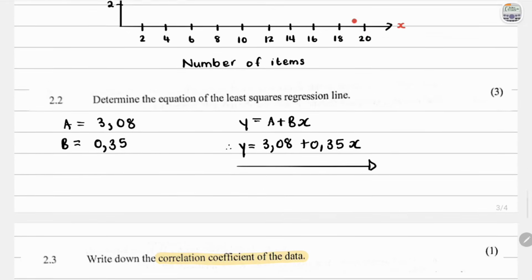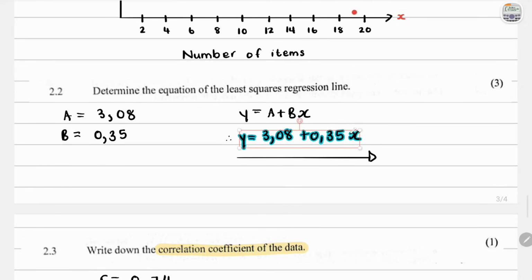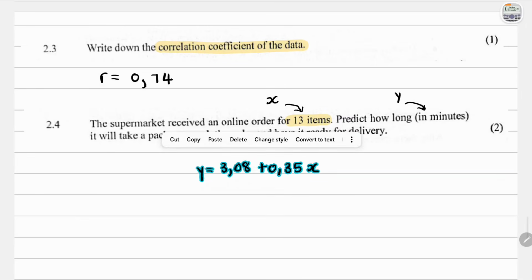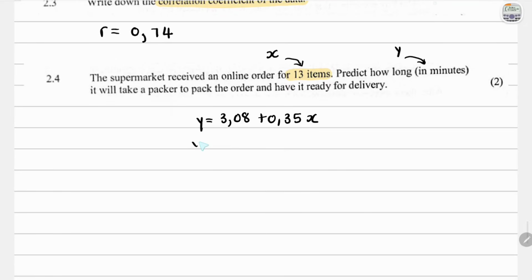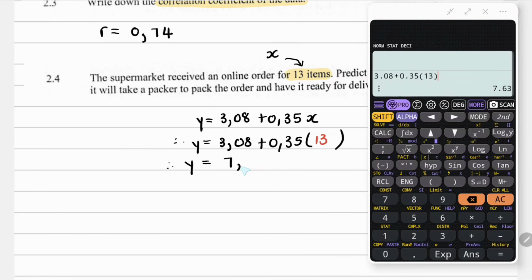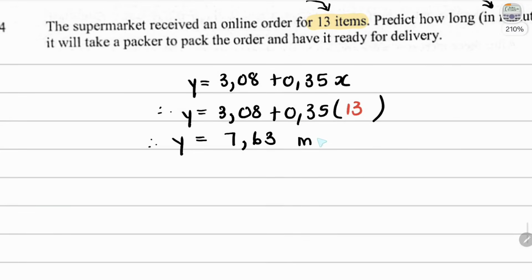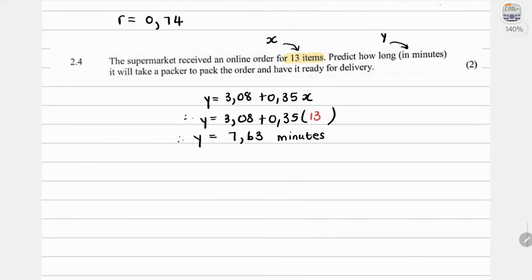So we can use the equation of the least squares regression line for this. We're just going to simply substitute the value they gave us for X and it will help us to find the Y value. So Y is equal to 3.08 plus 0.35, and in place of X, we're going to substitute 13. Okay, your calculator can still calculate even when it's in that mode. And you see that the Y value is 7.63. And remember, this is the time in minutes. So you can just say 7.63 minutes, and that's fine. Okay, moving on to the next question.